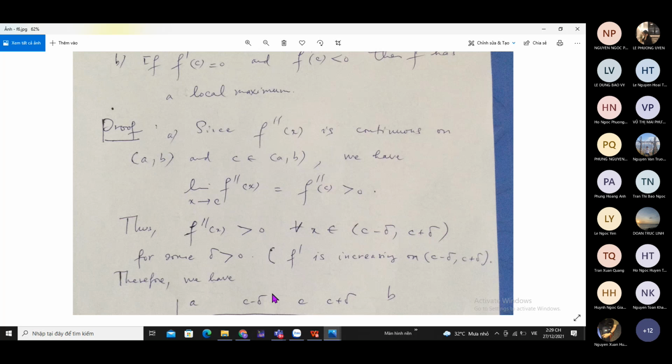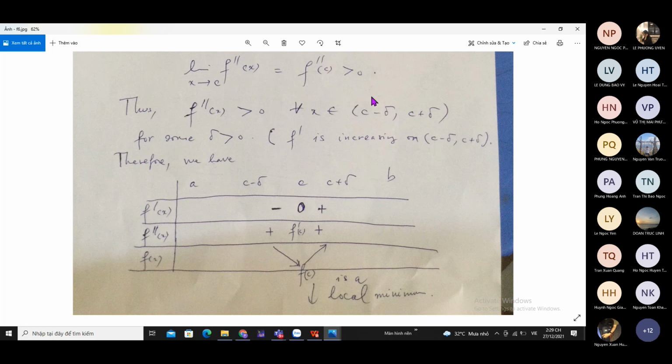It's clear? And now, in high school, we often create the following table. Now, we just pay our attention to the functions f, f prime, and f double prime on the interval (c minus delta, c plus delta) only. First of all, you have got here f double prime of x positive. So you have got plus here. f double prime of c is positive too.